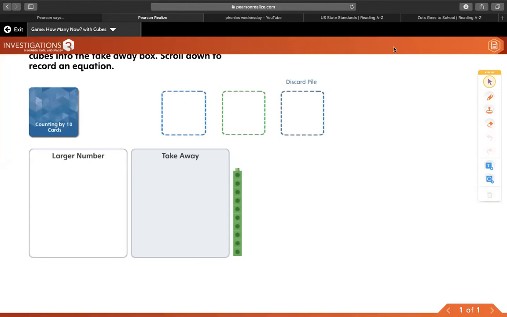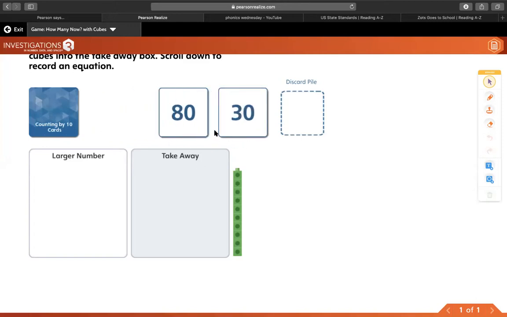All right, so let's look at it on here. Let's see if we can do it on here. All right, so we're gonna pick 2 cards. So we picked 80. Let's see how many we're taking away from 80. We're taking 30 away from 80. So we're starting with 80 cubes. We're taking away 30. Remember, we want to look at that first number to tell us how many tens that is. So we should have 8 tens, or 8 towers of 10. That's going to be 80 cubes.